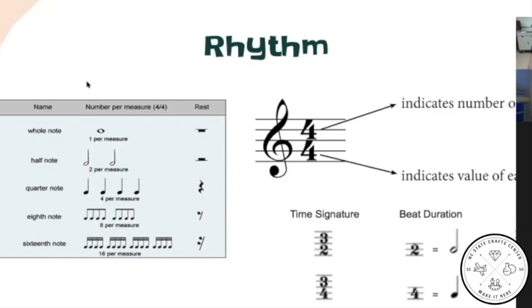I want you guys to ignore the right two columns of this picture right now. We're just looking at the symbol and the name, just so you can understand. We'll come back to this in a little bit. But yeah, this would be a whole note. This open circle with the stem is a half note. The closed, filled-in circle with the stem is a quarter note.